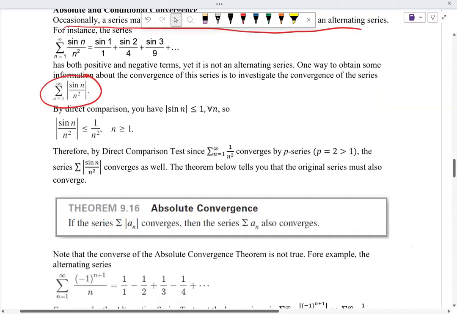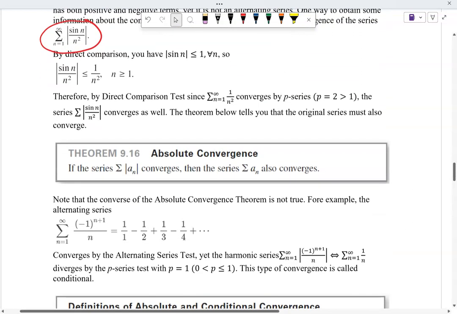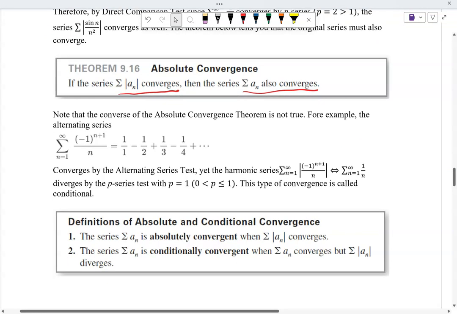And so you have what is called absolute convergence here. So if your absolute value converges, then the series will also converge. Okay? But the converse is not true. Just because the original series converges does not mean the absolute value will converge. Okay? So that brings us to right down here. So that's the difference between absolutely convergent and conditionally convergent.